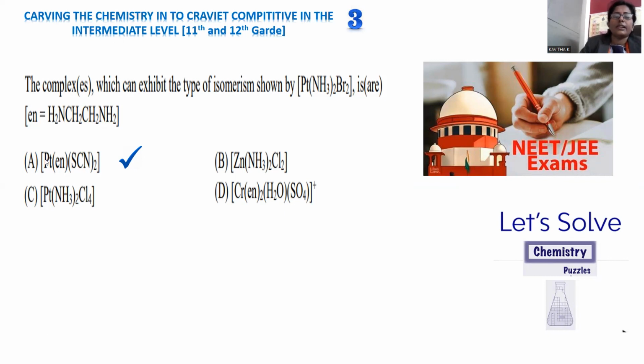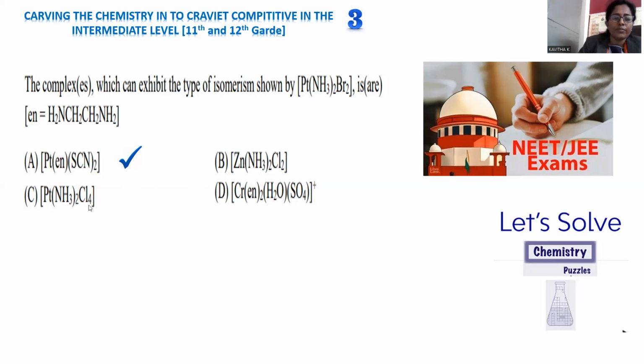So it is a bidentate. It works like 2 ligands. SCN taken twice, so that these 2 ligands are there. Total 4 ligands are able to occupy square planar geometry around the platinum metal. So this exactly resembles the problem question, which is given as platinum NH3 taken twice Br2. If you go with zinc, NH3 taken twice Cl2, it is the tetrahedral complex.